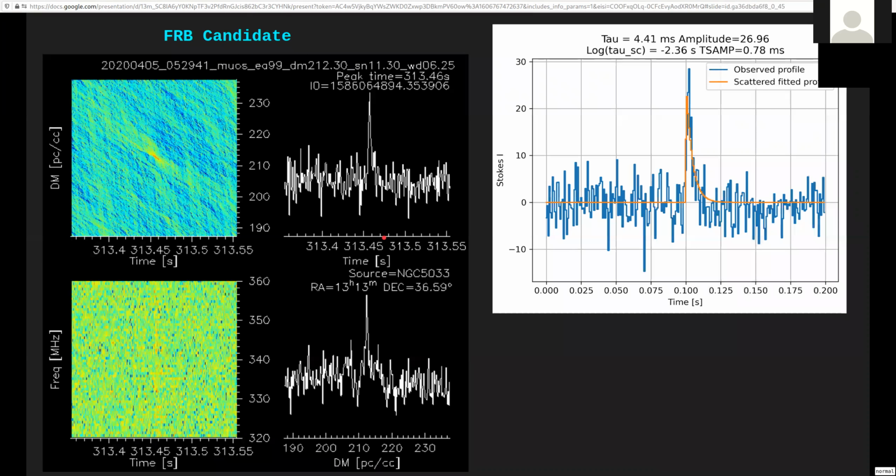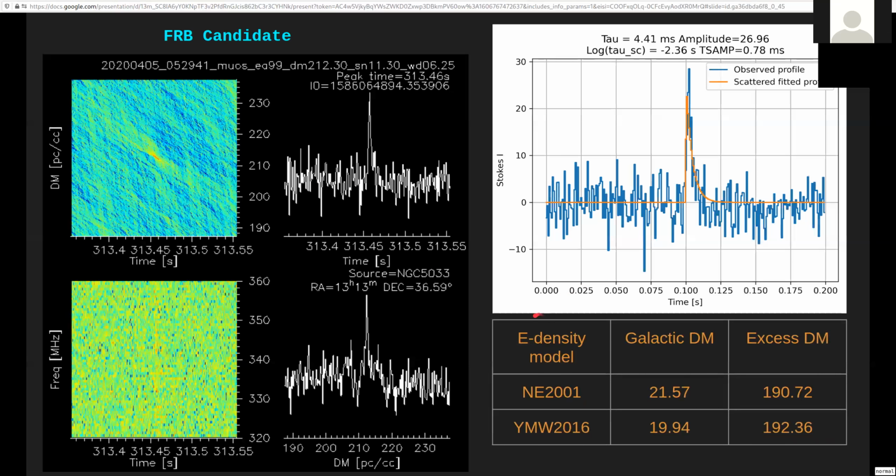And sometime in April this year, we had the fortune of detecting an FRB with a DM of 212, S/N of 11, and width of 6 milliseconds. This is the trigger plot. This is the candidate plot, which we call. And to the right is the time profile and a Dirac pulse convolved with an exponential tail to determine the scattering. And if we apply the electron density model, we report an extragalactic DM of 190 to 192.